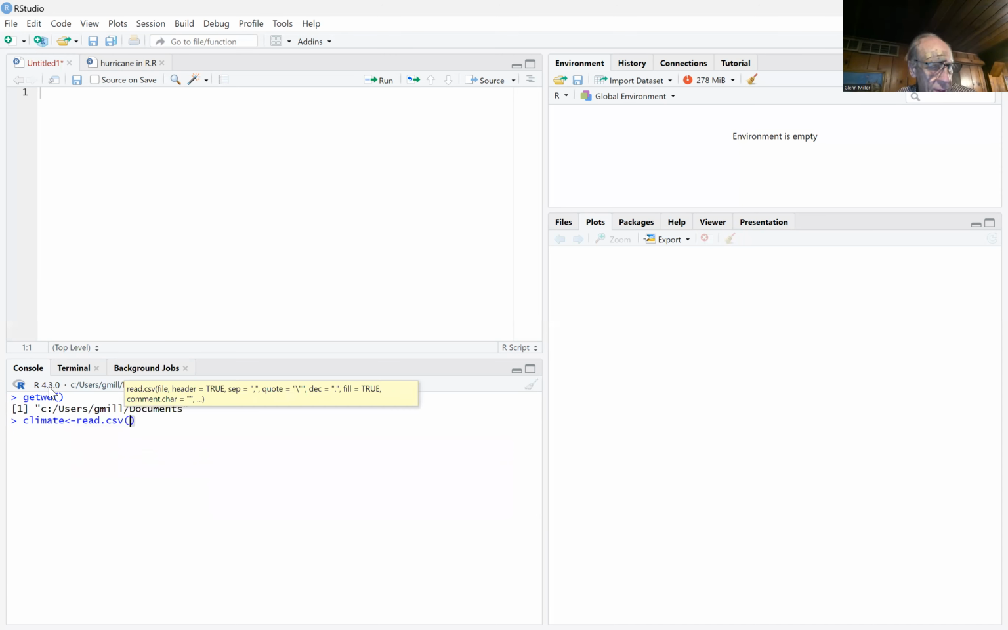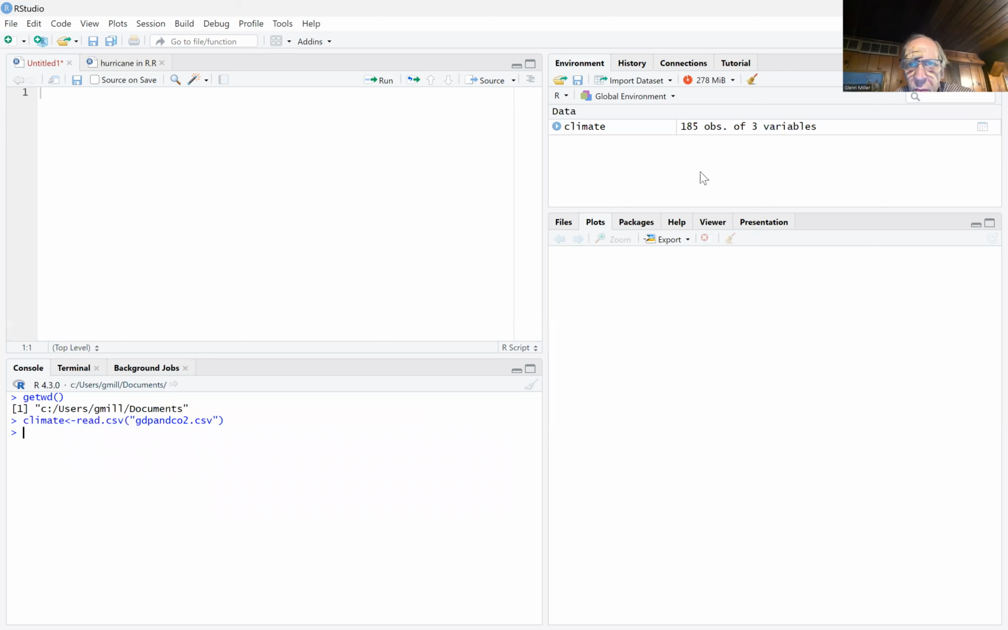It's a CSV file, and the name of the file is GDP and CO2 .csv. It worked. 185 observations in 3 variables. Okay, so first, let's have a look at it.